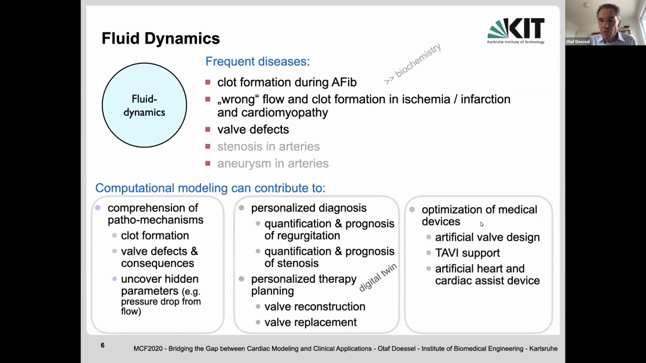We can contribute to the optimization of medical devices. Obviously, we can contribute to artificial valve design. We can support the development of the next generation of TAVI. And also here we heard an excellent talk about that. And we also can contribute to artificial heart and cardiac assist devices.